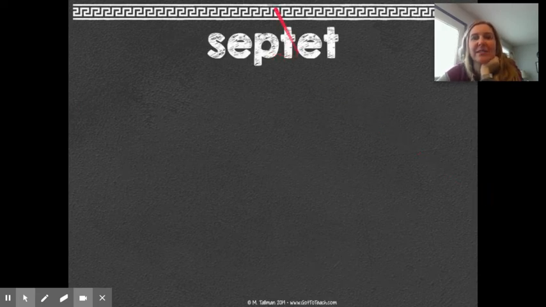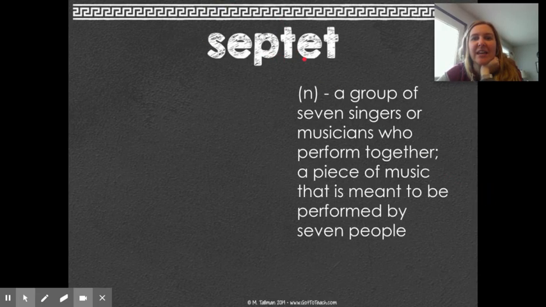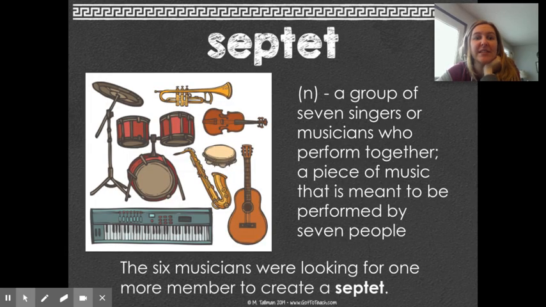Septet has that root sept, meaning 7 in it. It's a group of 7 singers or musicians who perform together a piece of music that is meant to be performed by 7 people. The 6 musicians were looking for one more member to create a septet.